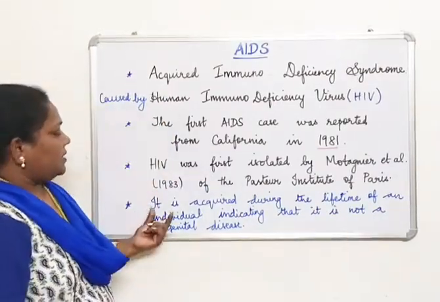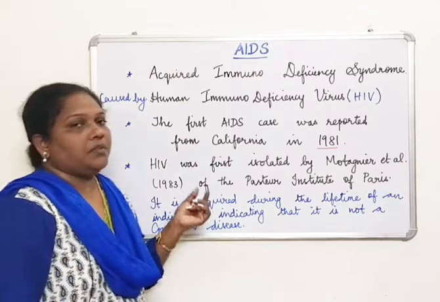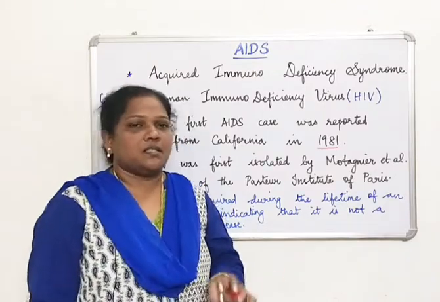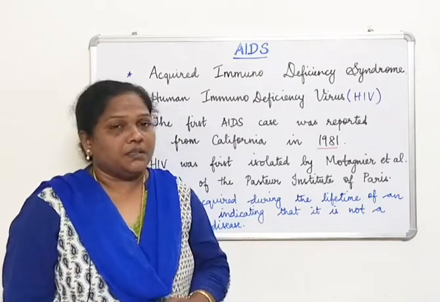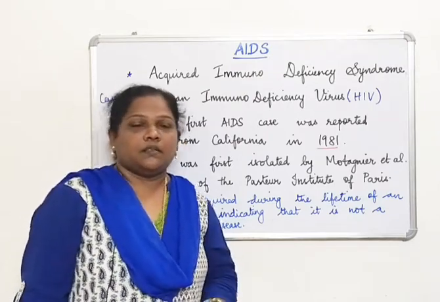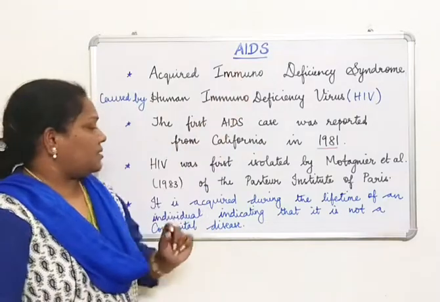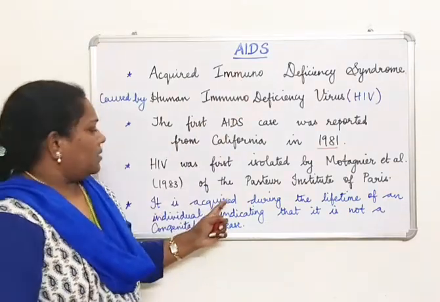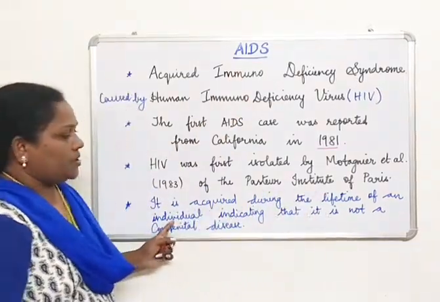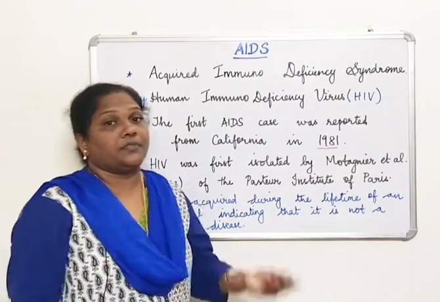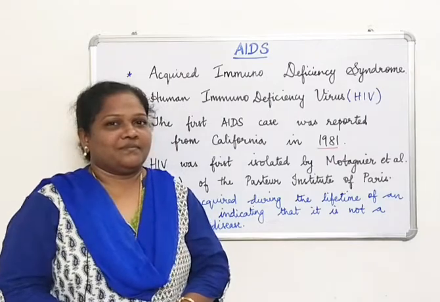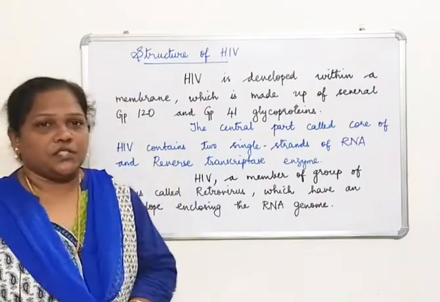This AIDS is an acquired disease. Normally when you talk about the immunodeficiency diseases, there are two types. One is congenital, which is seen right from birth, whereas the other one is acquired, after birth. So AIDS is an acquired disease. It is acquired during the lifetime of an individual, indicating that it is not a congenital disease.